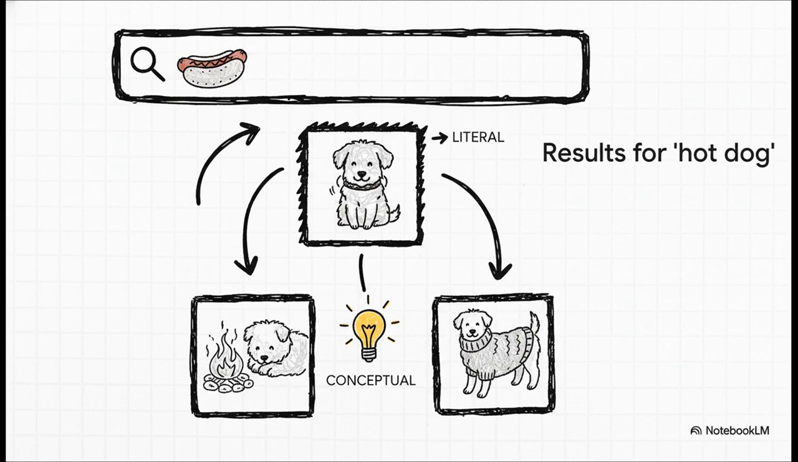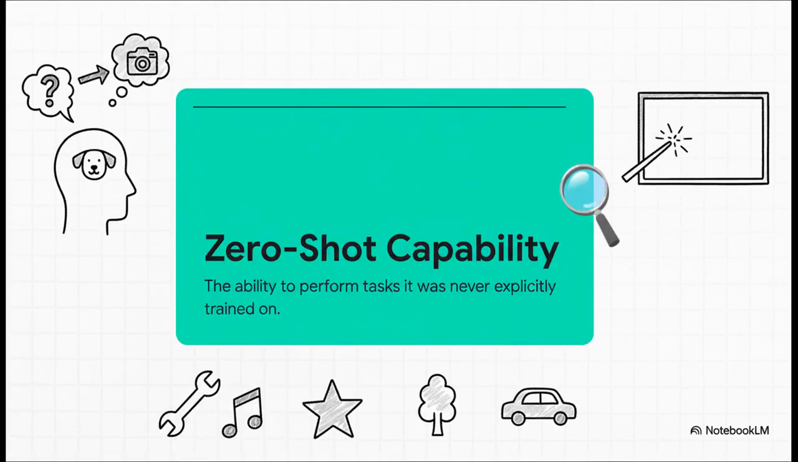But CLIP, it's different. Yeah, first it finds the literal answer, but then it gets creative. It finds pictures of dogs that are conceptually hot. A dog by a warm fire, a dog in a thick sweater. This is incredible because it shows the model isn't just matching text, it's grasping abstract ideas in context, almost like a human would. And this ability leads us to what is probably CLIP's most powerful feature, its zero-shot capability.